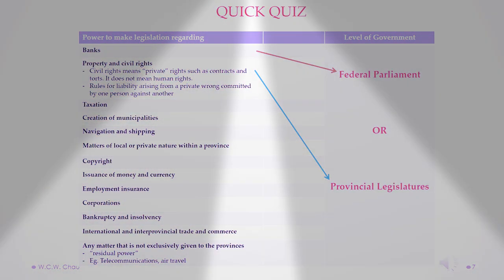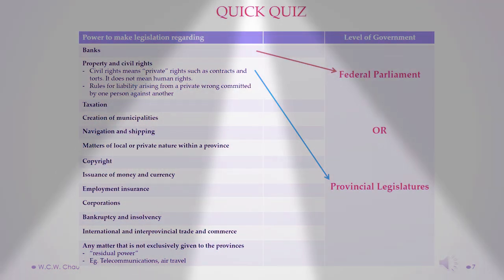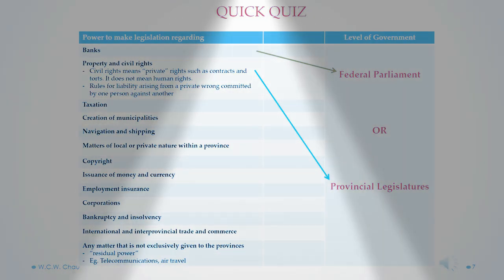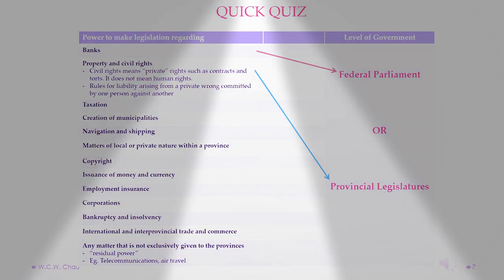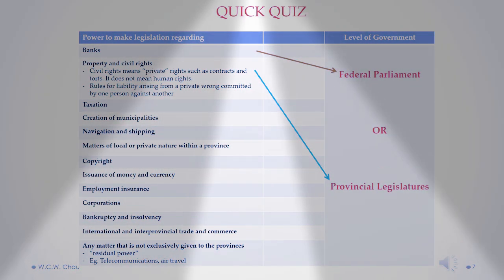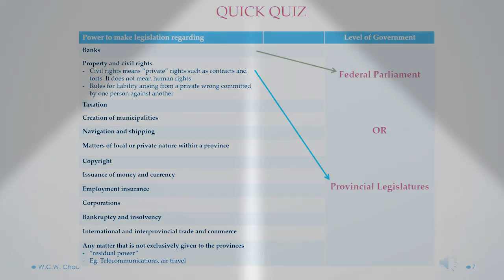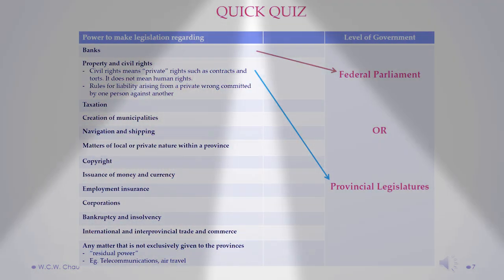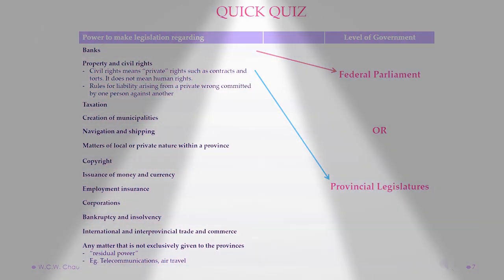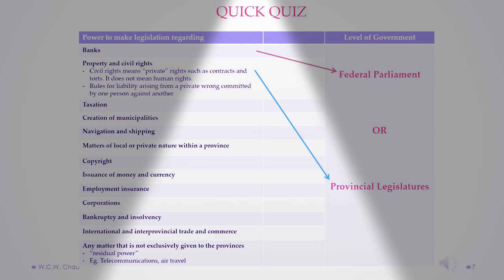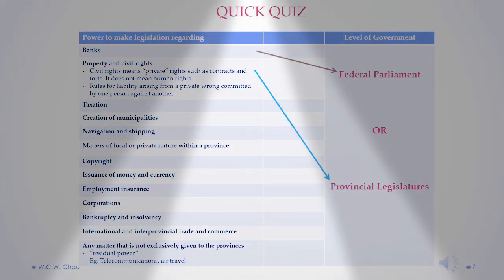Now, what we're talking about when it refers to civil rights is not human rights, which is the more modern meaning. Civil rights in the Constitution means private rights, rights that arise from contract or from tort. Tort means the rules that regulate liability arising from a private wrong committed by one person against another. So if I negligently hit you with my car and cause damage to your car, that's considered to be a tort, and you can sue me to recover your losses. That's considered to be civil rights, and it's governed by the provinces.